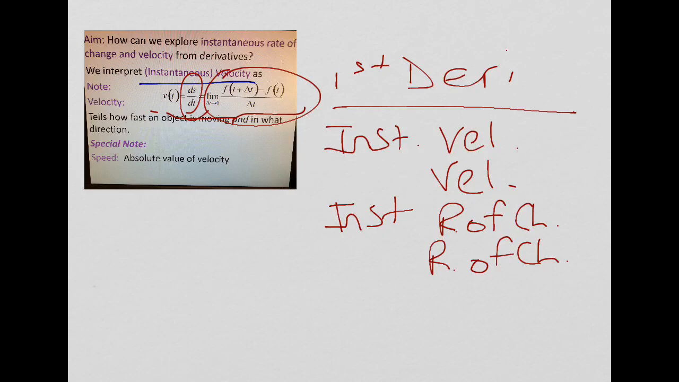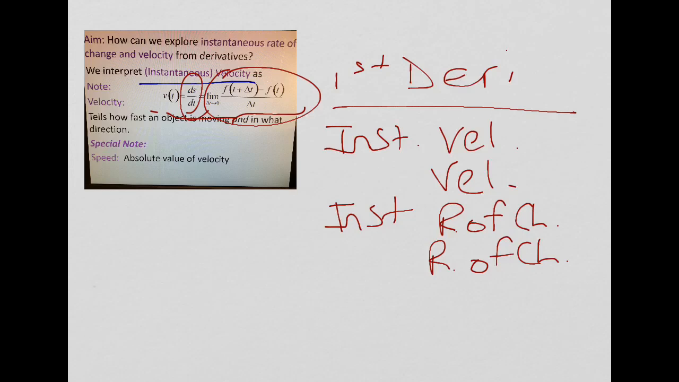Okay, those are where you need your first derivative. If it says average, either as average velocity or average rate of change, that's just your difference quotient. And if they say displacement, it's just the change of s. It's the numerator of your difference quotient. So again, I keep repeating it so that you kind of memorize it.